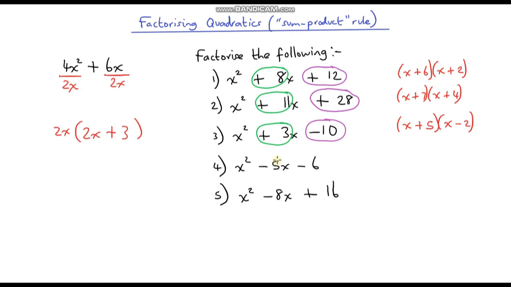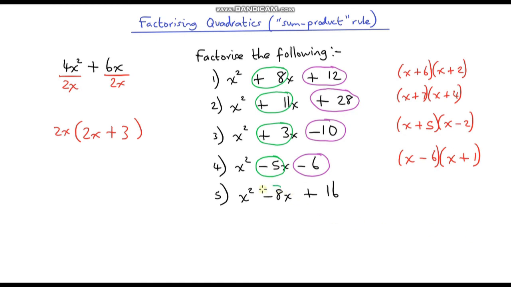Question number 4. So this time we need the sum to be -5 and the product to be -6. So again, one of the numbers has to be negative because our product is negative. But this time the sum is negative, so the bigger number has to be negative this time. So we're going to have 6 and 1, and it's going to be x minus 6 because the bigger number has to be negative, and x plus 1. So -6 times 1 is -6, -6 plus 1 is -5.